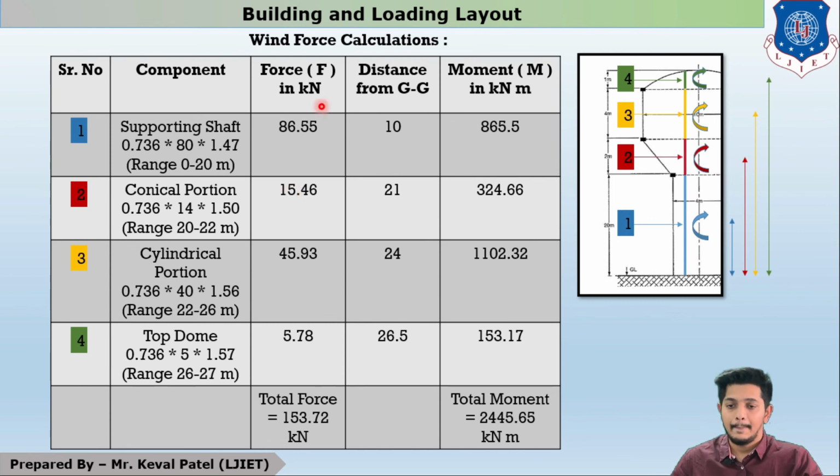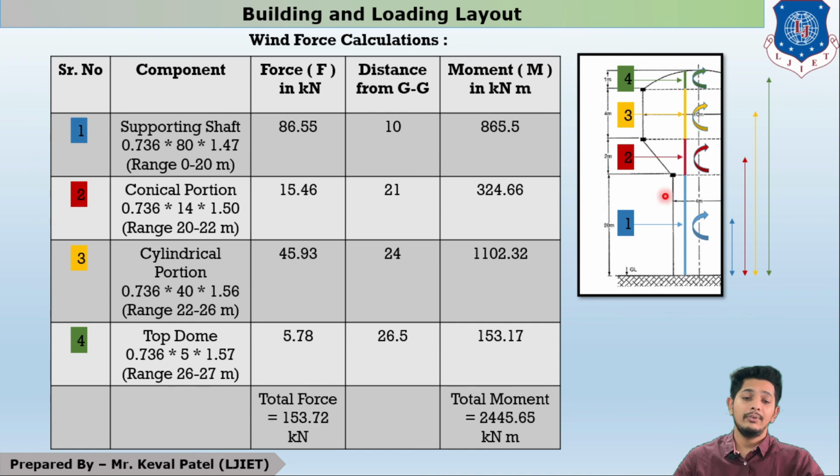Let us check that. So force is 86.55, but it will be applied at its CG. So the supporting shaft is like this. Item 1 CG will be where? At half of the height. Half of the height is shown by this blue two-side arrowed line. It is showing 10 meter, so it is a 10 meter distance. So force is 86.55, 10 meter is the distance, so 865.5 is the moment for the supporting shaft.